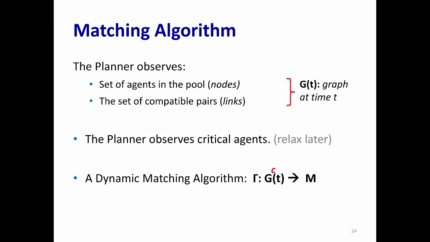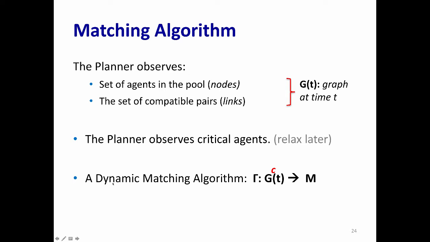It's quite simple. So the planner at each point in time observes the set of agents in the market, the nodes of the graph. The planner observes the set of compatible pairs who can be matched to whom, or the links of the graph. I'm going to call this G of t, the graph at time t. The planner also observes which agent is critical, and because this is a continuous time model, the probability of having two critical agents at the same time is just zero, so at most I will have one critical agent at each point in time, and as I promised to you, I'm going to relax this assumption later from both directions, but for now let's stick to this.